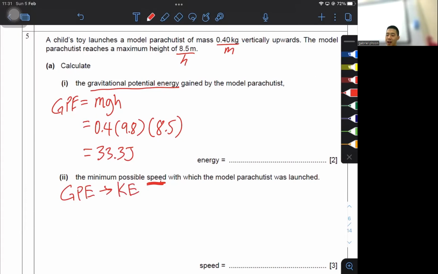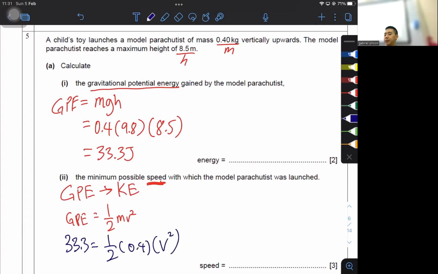Then after that, you realize that, oh, I can actually expand this formula a little bit more. GPE equals kinetic energy's formula, which is half mv squared, right? From here, literally substitute all the information in. 33.3 equals half multiplied by 0.4 multiplied by v squared. And then, bam, it's mathematics time once again. How much do you get for your speed? 12.9 meters per second.